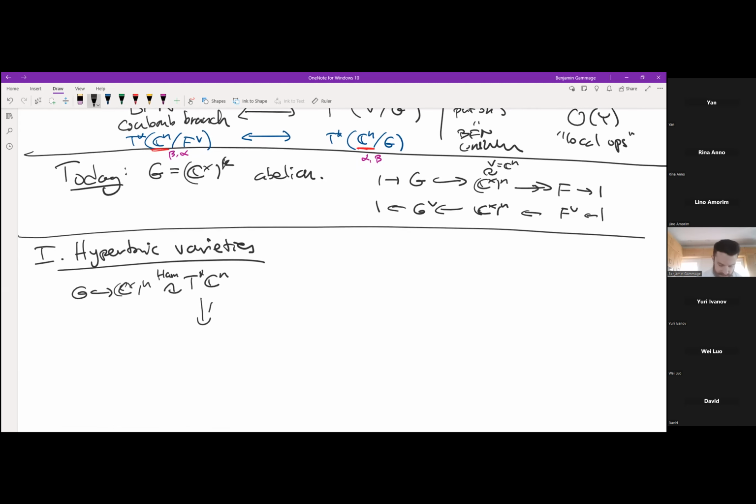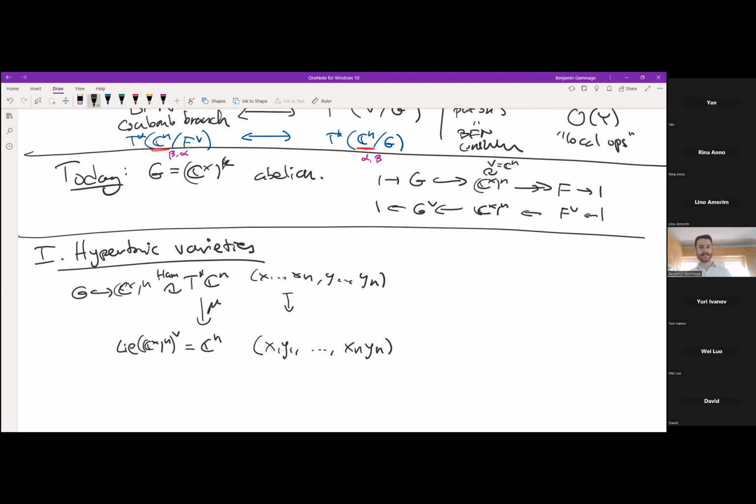So the moment map naturally goes to C to the n, which is the Lie algebra of the dual torus of C star to the n. What is this moment map? If I write x1 through xn, y1 through yn as my coordinates on the cotangent bundle of C to the n, this maps to x1 y1 through xn yn.